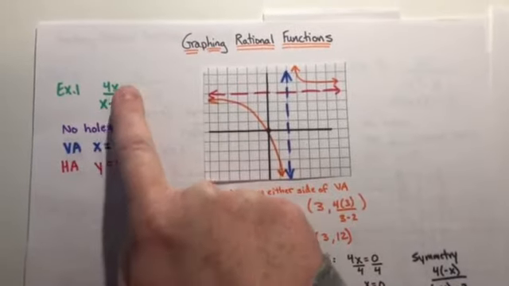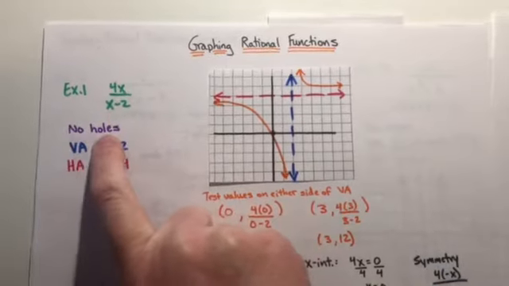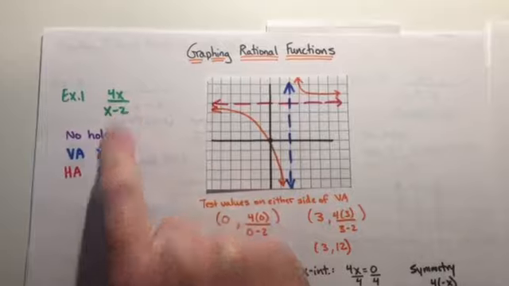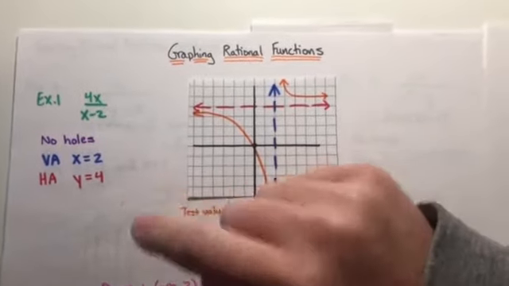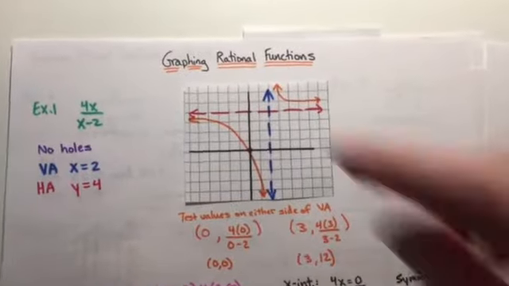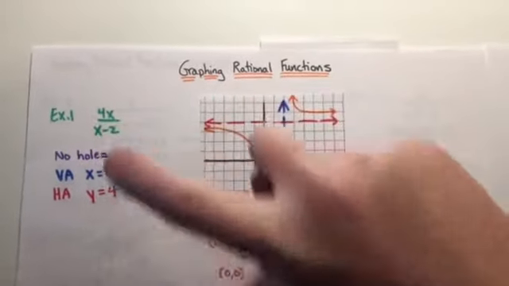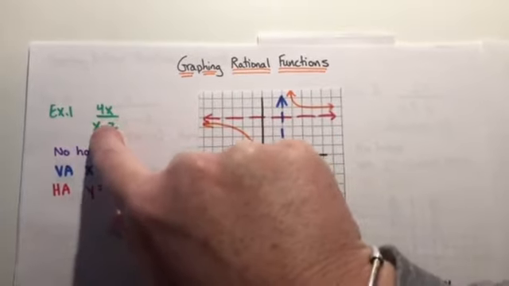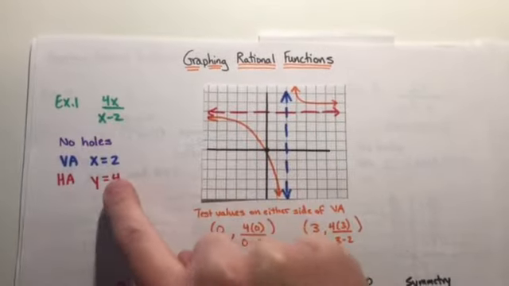There are no common factors that we can cancel out, so there will be no holes. The vertical asymptote is x equals 2, since that's where our denominator would equal 0. The horizontal asymptote would be y equals 4. That's because the degree in the numerator and denominator is the same. The x's have the same exponent. So we just take 4 over 1, and that's where we get 4.